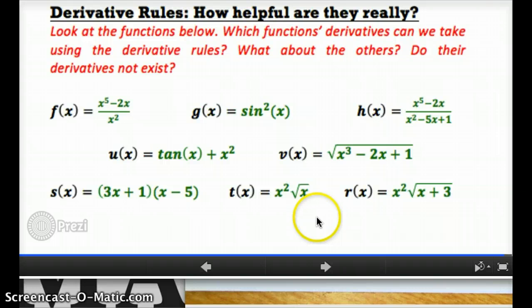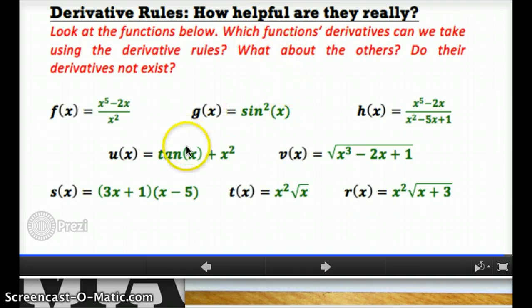And t, actually, we could do, if you think about it, the square root of x is x to the 1/2 power. And when you multiply bases, you add exponents. So this really is the same thing as x to the 2.5 power, and then that's a power function which we can take the derivative of. But what about the other ones here?